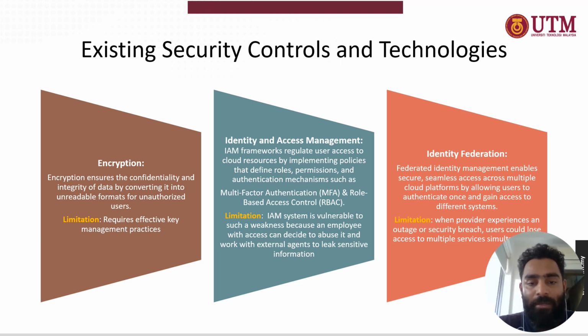The second security control currently used is identity and access management. The IAM, or Identity and Access Management framework, regulates user access to cloud resources by implementing policies that define roles, permissions, and authentication mechanisms. So basically, this security control is based on policies. Examples are multi-factor authentication or role-based access control systems. These are all examples of identity and access management systems.